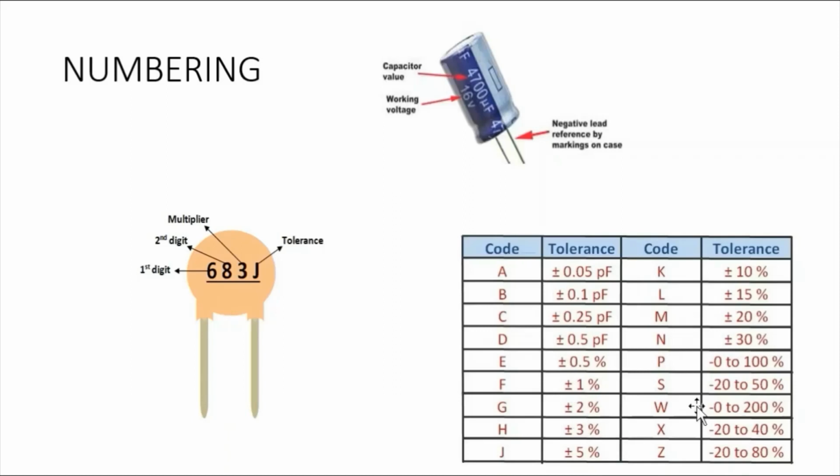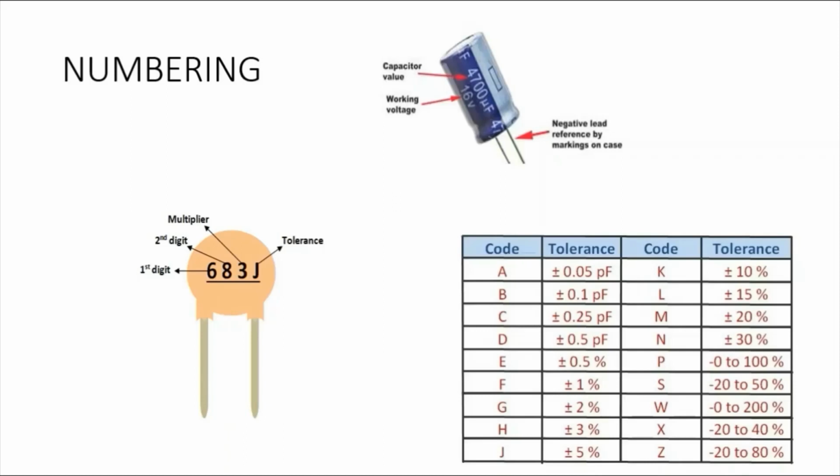From A to Z, the tolerance values are given here. Therefore, the capacitance of this capacitor is 68 into 10 to the power of 3 plus or minus 5%. For electrolytic capacitors, the capacitance values are written on them, so there is no worry about coding, and that's all.